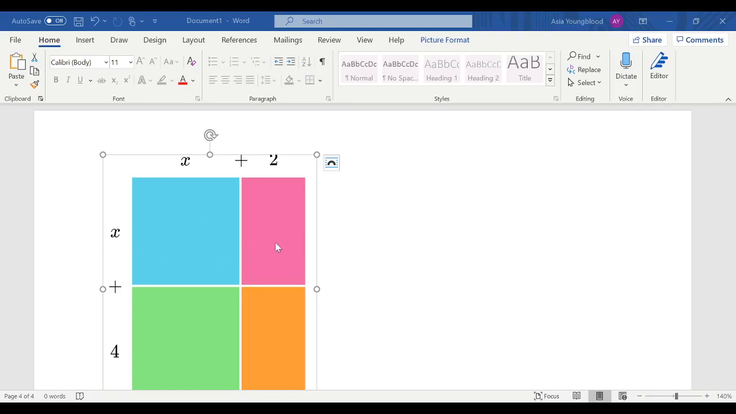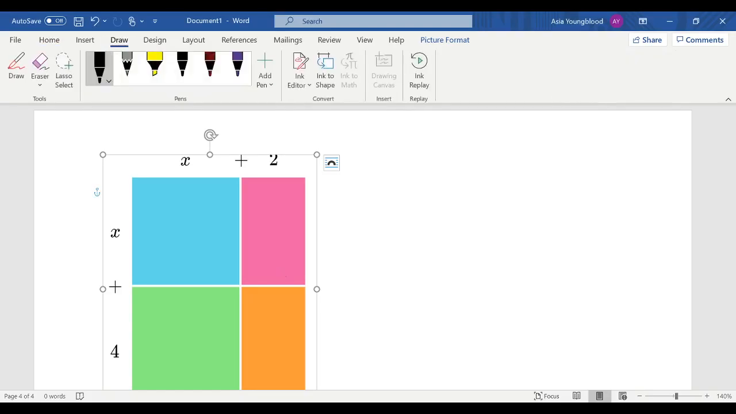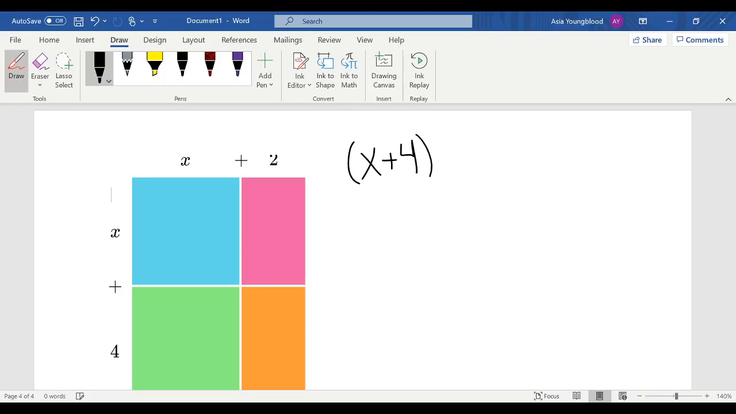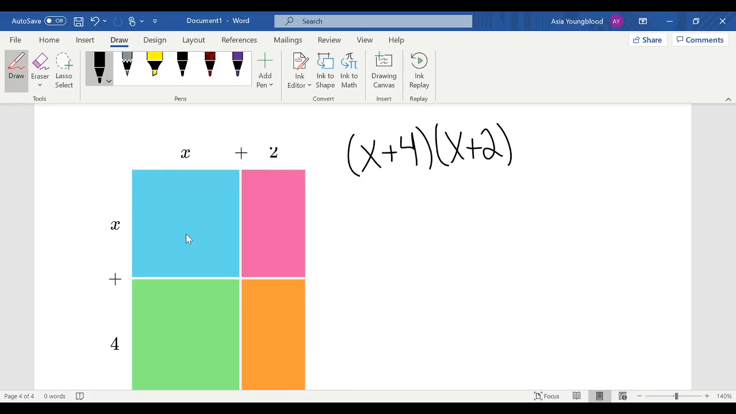So in our sketchpad, again, we're being asked to find the area of this rectangle, and finding the area of this rectangle is a way of representing the multiplication x plus 4 times x plus 2. So we're representing the multiplication of these two binomials with this rectangle by finding its area. To find its area, we're going to find the area of each of the smaller parts. So this small blue part here, to find its area, we're going to multiply x by x. So x times x gets us x squared.